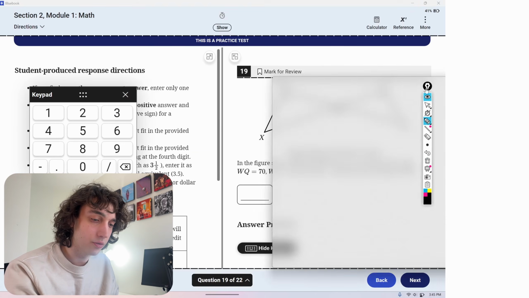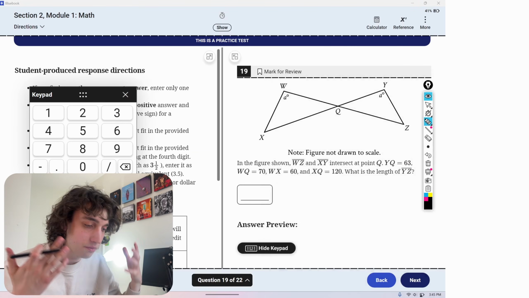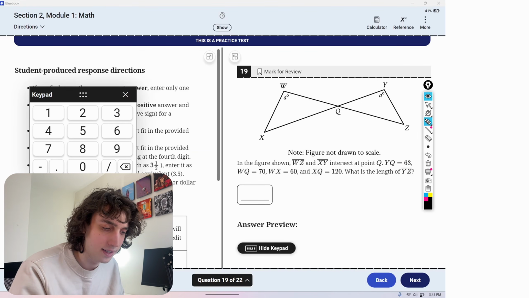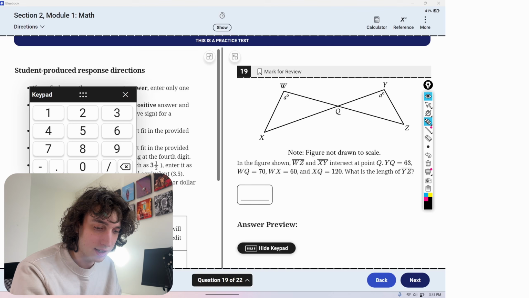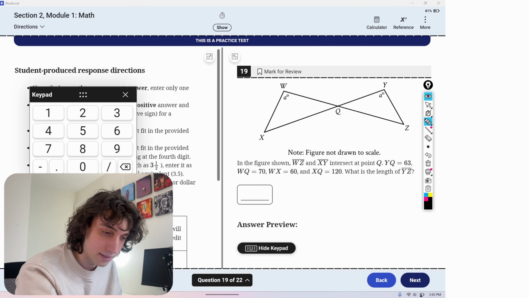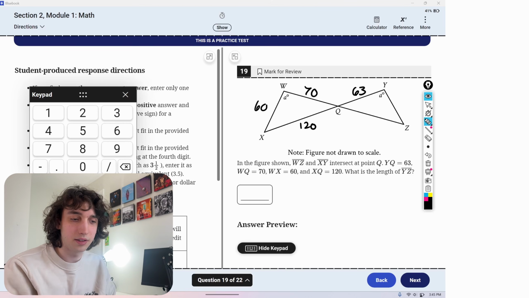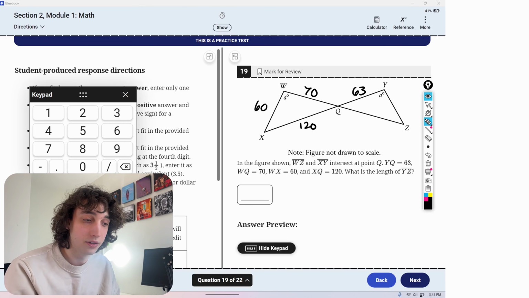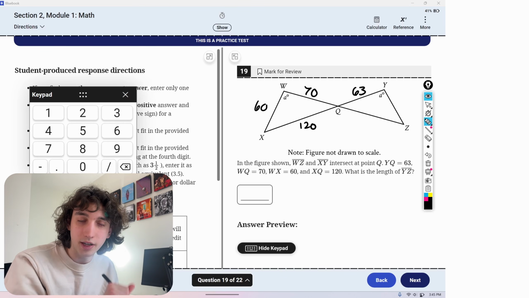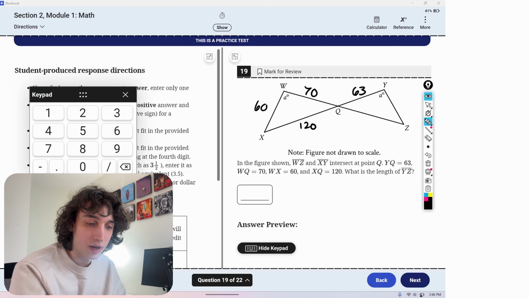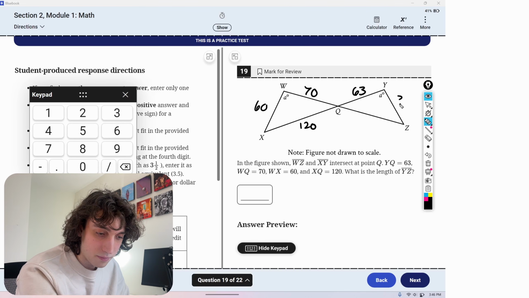Okay, now we're getting at the real problems. This is a real problem, number 19. WZ and XY intersect at point Q. YQ is 63, WQ is 70, WX is 60, and XQ is 120. So if you're doing this on the SAT, you can't write over the figure like I've done. You should literally redraw the figure and then label all the sides on your own. And the goal of this problem is to find the length of YZ over here.